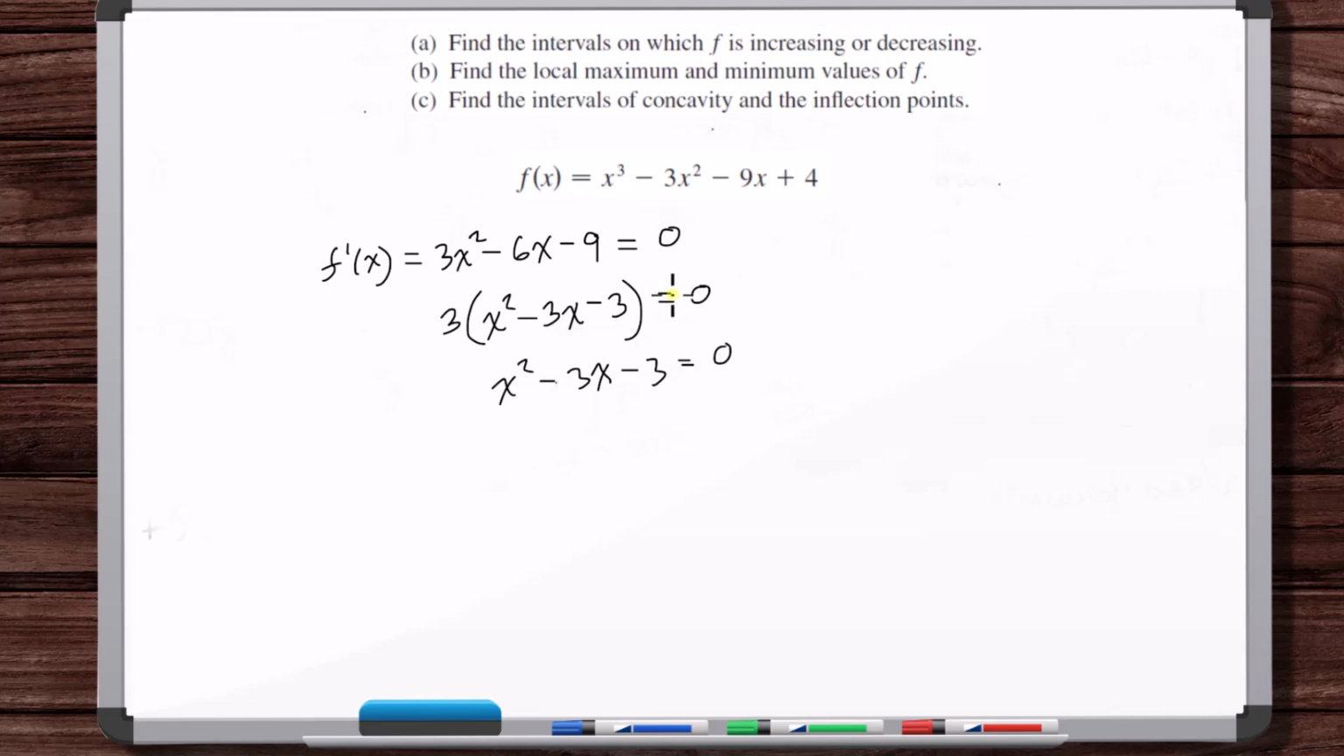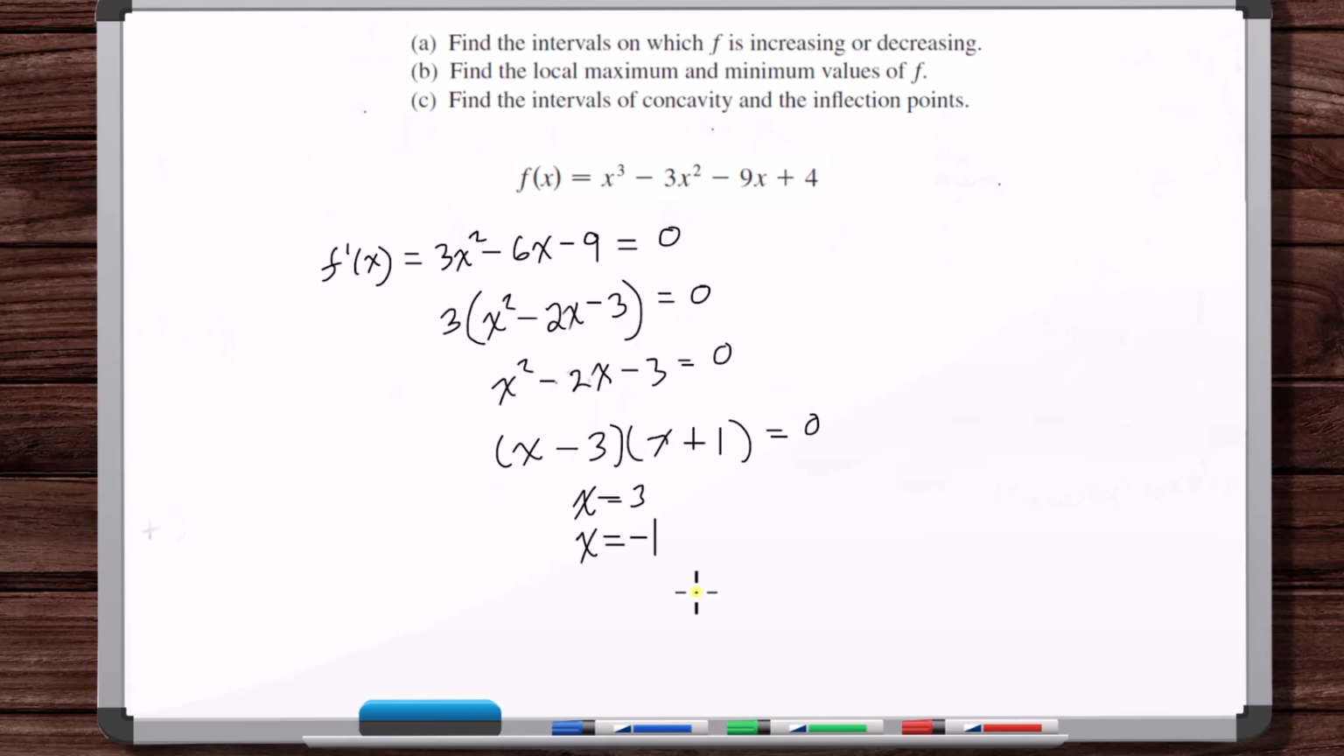Wait, this is not right. Okay, so let's factor this. All right, we got a 3 and a 1, and then minus 3. There we go. So x is equal to 3 and x is equal to minus 1 are the critical points.